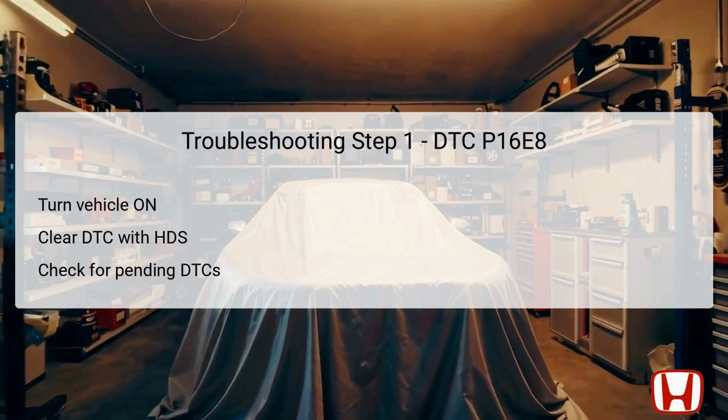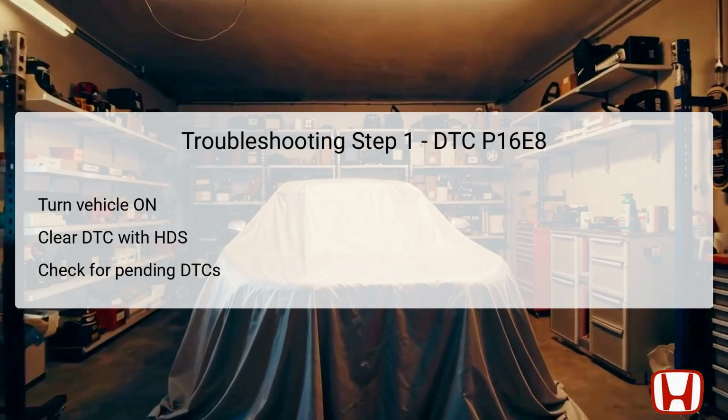In the first step of troubleshooting for DTC P16E8, the technician must start by turning the ignition to the on position. This enables the vehicle's electronic systems and allows communication with the engine control unit. Following this, it is essential to clear the diagnostic trouble code using the Honda Diagnostic System, HDS. Clearing the DTC resets the system and allows for new codes to be recorded during testing.